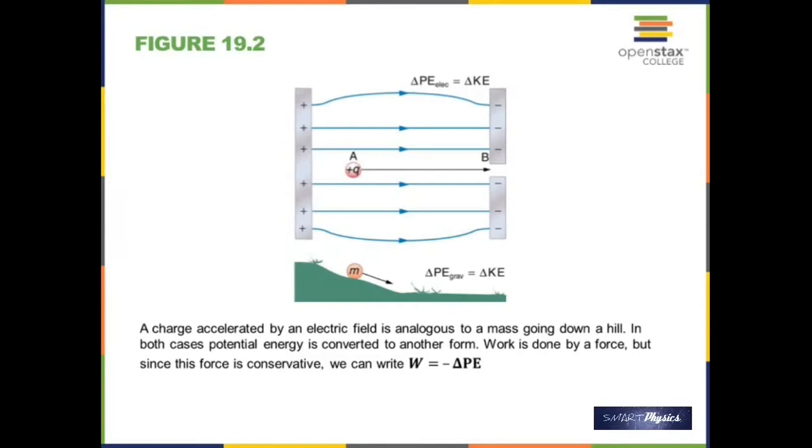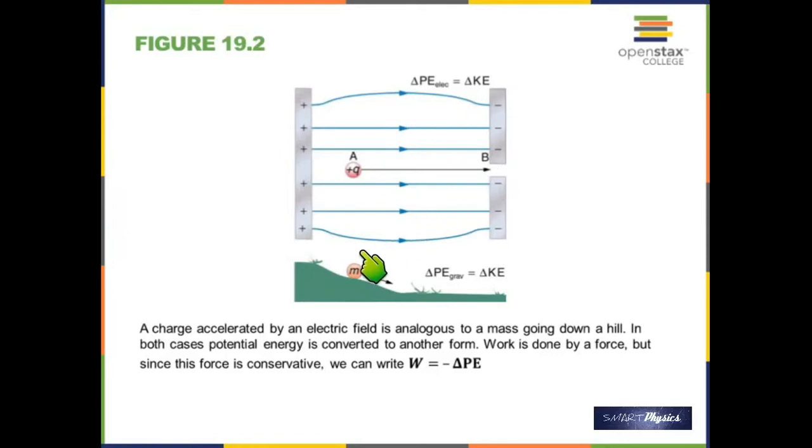Now here what you see is an electric field, and of course you have two plates, one positive, the other negative, and the electric field goes from the positive to the negative. So if you take a positive charge or simply let it free here, it's going to go on its own to the negative plate.